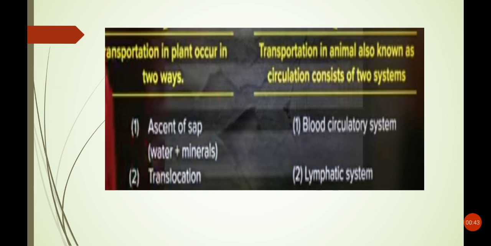Transportation in plants occurs in two ways. Ascent of sap, that is water plus minerals, moves through the xylem. The second one, translocation, is done by the phloem. Transportation in animals, also known as circulation, consists of two systems: one is the blood circulatory system and the second one is the lymphatic system. So today we are going to learn about the blood circulatory system.